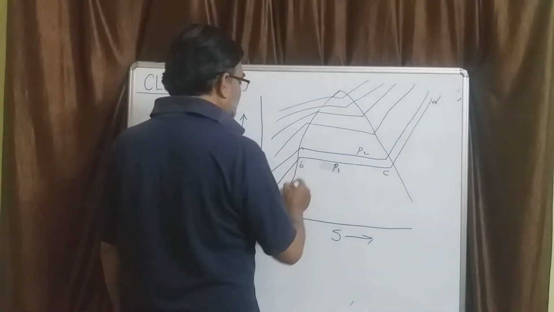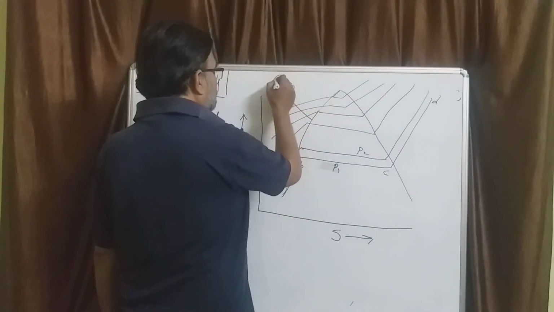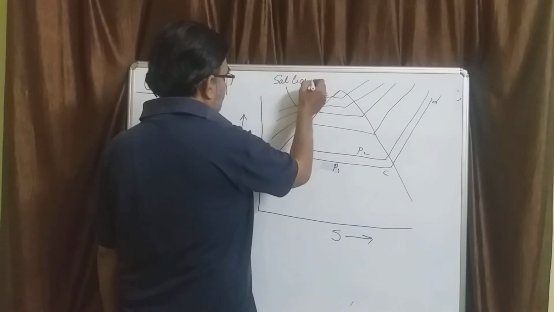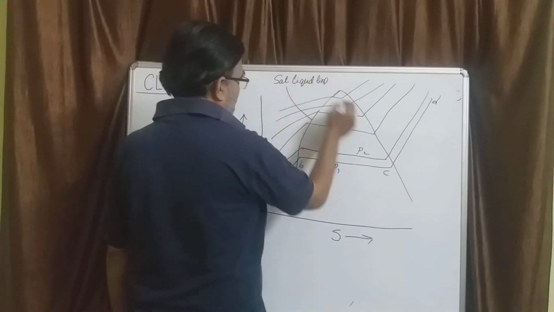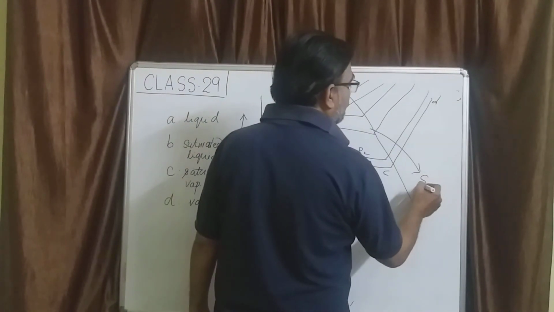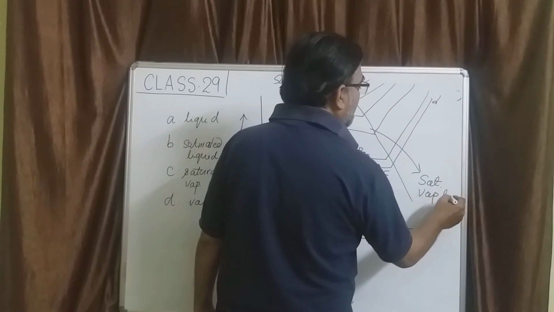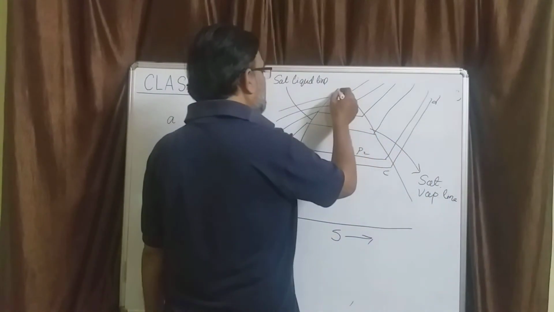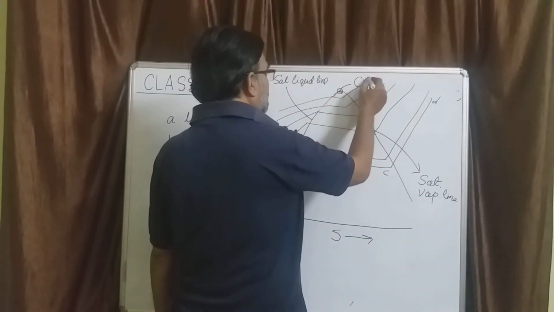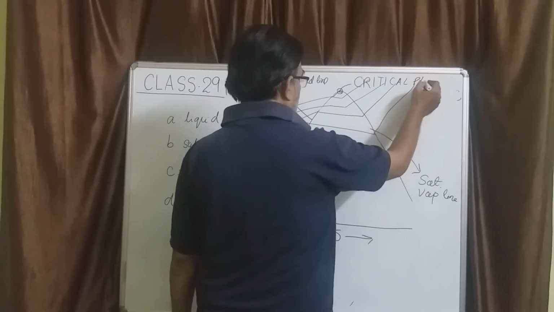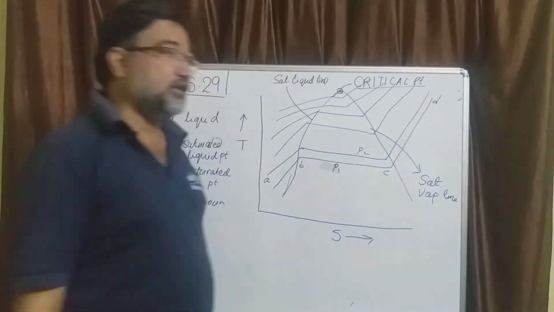So this line is called saturated liquid line. This line is called saturated vapor line, and where they meet, this point is called the critical point. Critical point. I'll tell you what is the significance of critical point.